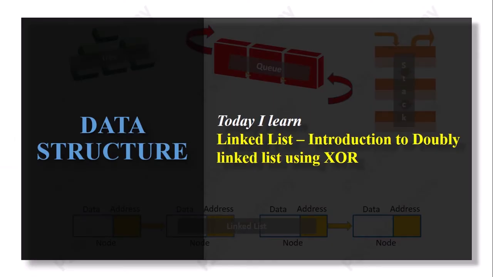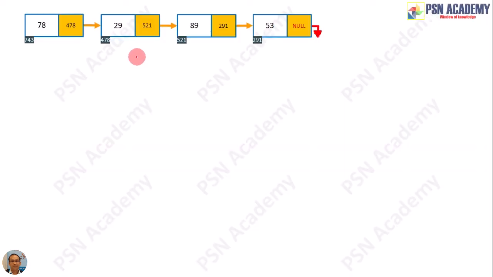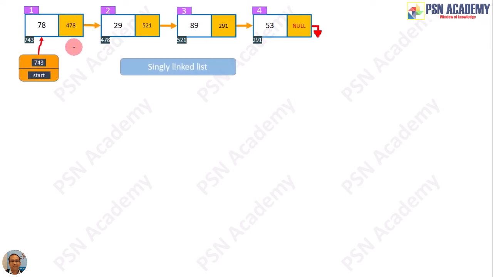Welcome back. In this video, I will explain how to implement a doubly linked list using XOR. This is a conventional singly linked list where the addresses are directly written in the address part, that is the yellow region, so that each node can be linked with the other nodes like this.